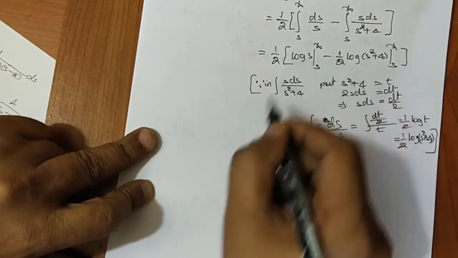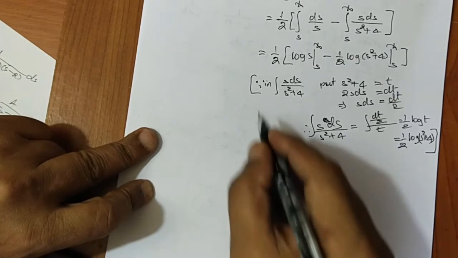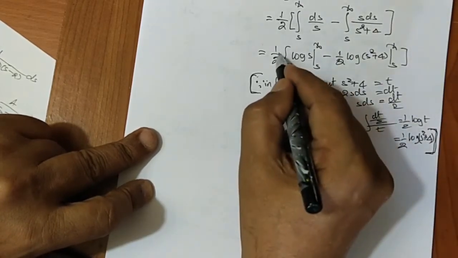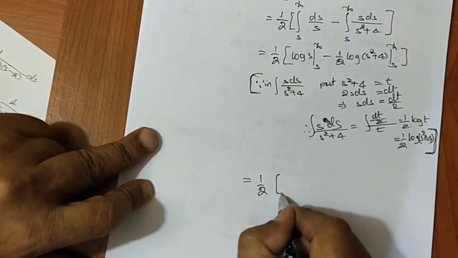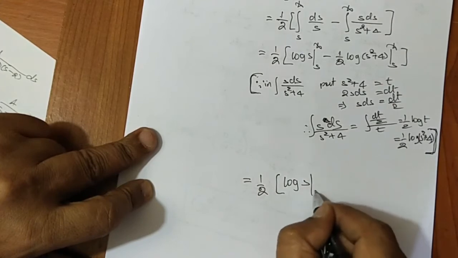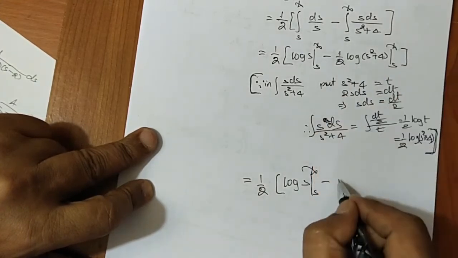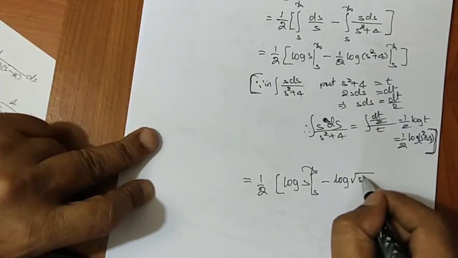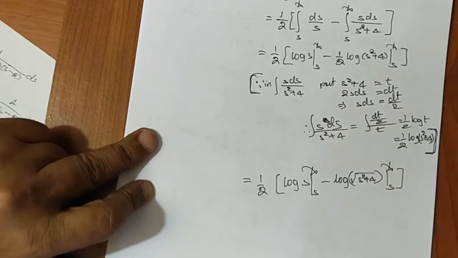So therefore, this will be equal to, I simplify it further. I write this as what? Now this is for your reference, otherwise I need not. I consider this now. It is half of log of s from s to infinity minus, instead of half of log of s squared plus 4, I write this as log of square root of s squared plus 4, from s to infinity.